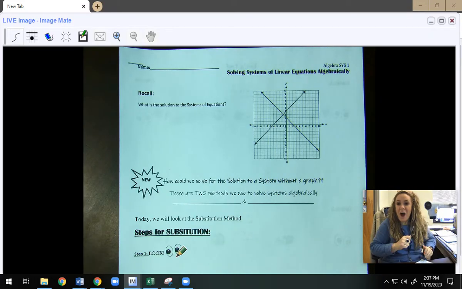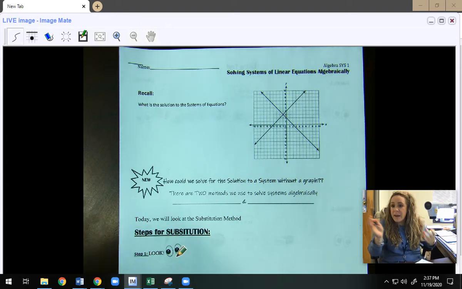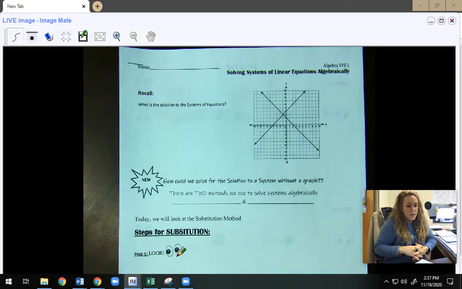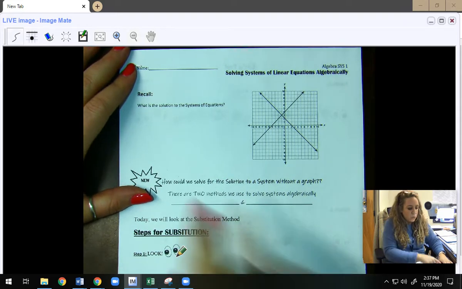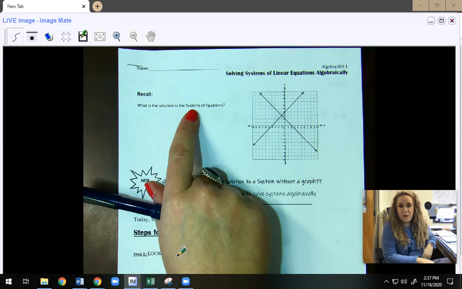Okay, we are in a new unit, SYS-1, aka Systems 1, all right? So you say, Miss Lyons, we just finished systems. Yes, we did, but we finished the graphing section of systems. So if we want to do a quick recall about what that is, what is the solution to the system of equations?